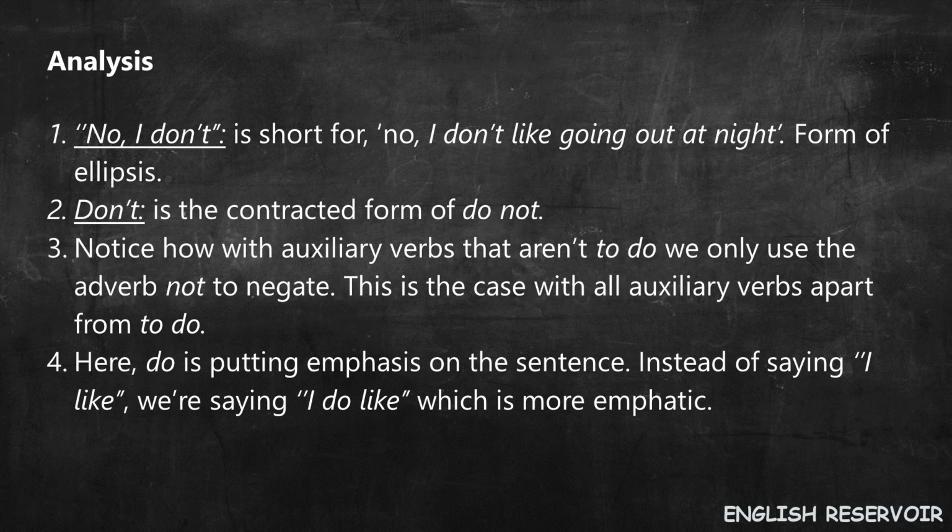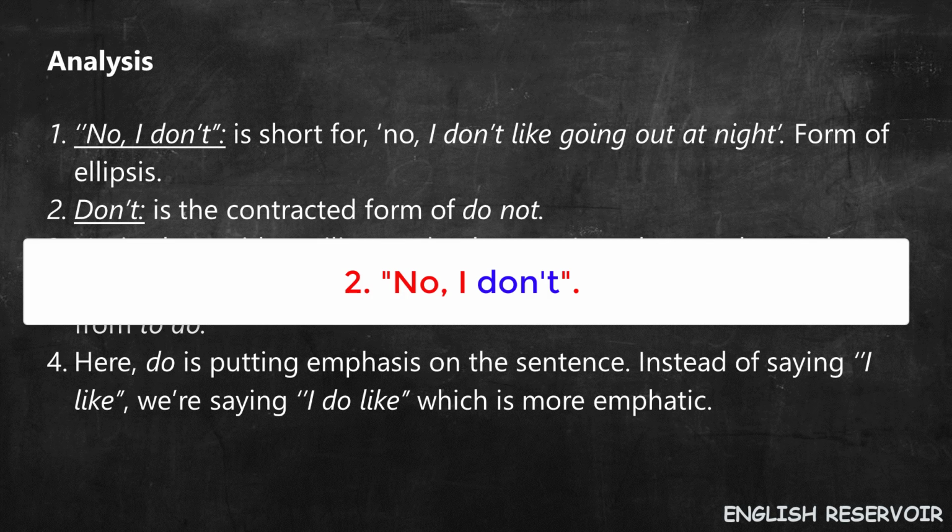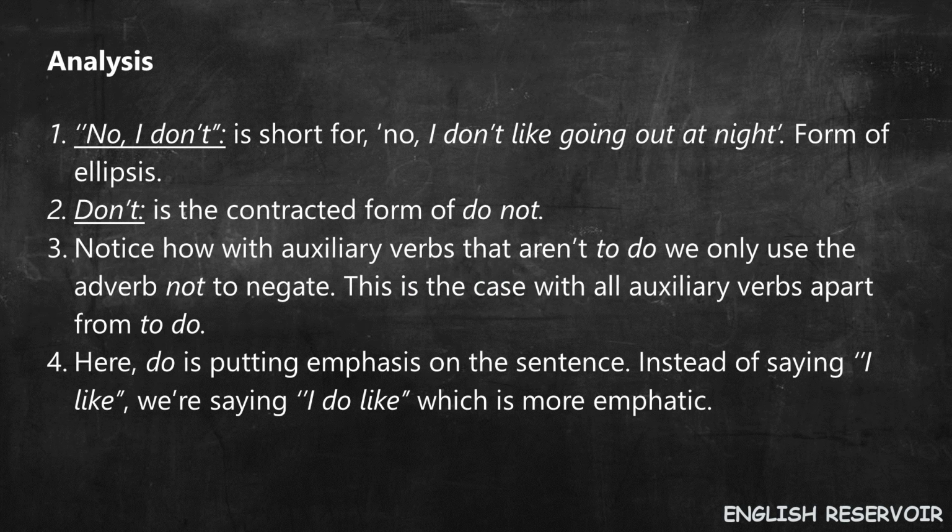Analysis. 1. No, I don't is short for no, I don't like going out at night. It's a form of ellipsis. 2. Don't is the contracted form of do not.